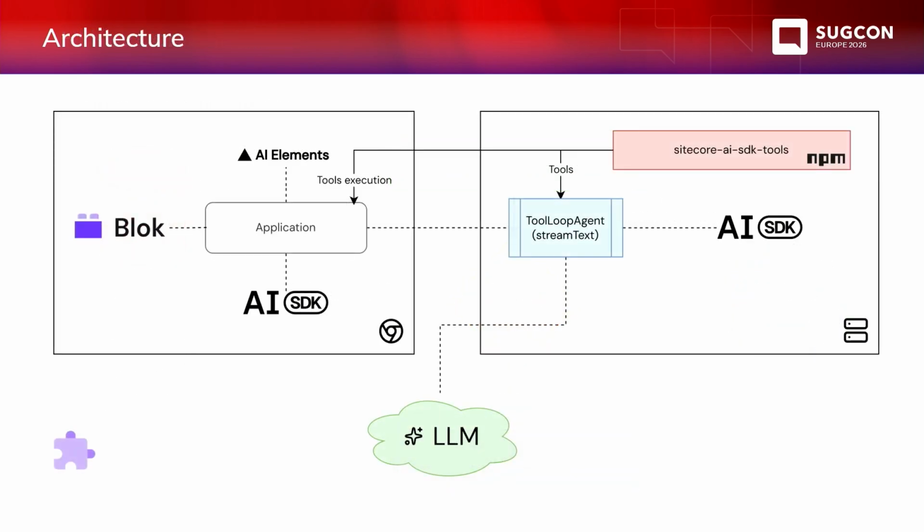And the full architecture is the following. On the front end we use AI SDK UI with AI Elements and Blok. On the server side we have AI SDK Core with streamText or the ToolLoopAgent function. It's basically the same as streamText, just with another abstraction. It handles the tool loop, it handles connection to the LLM and so on. And for Sitecore-specific tools, I built this npm package, Sitecore AI SDK tools. It wraps Agent API calls into AI SDK compatible tools.